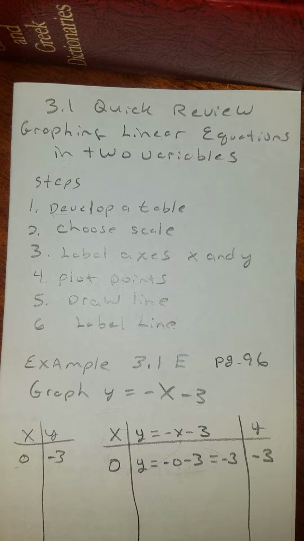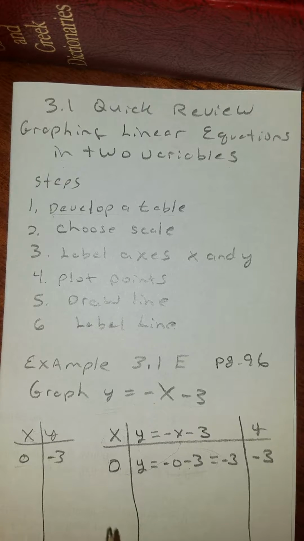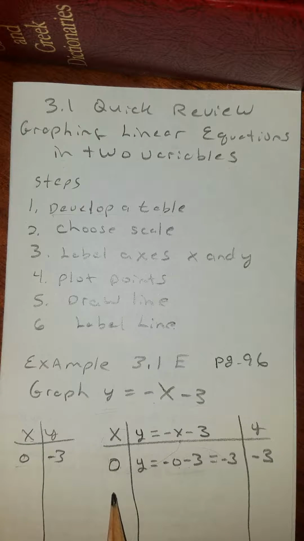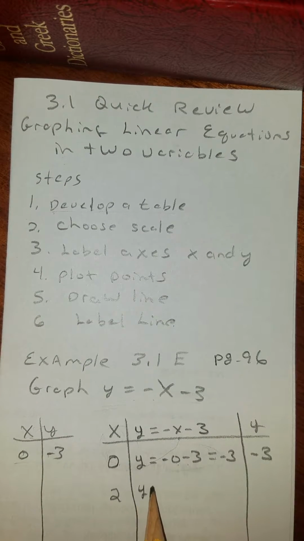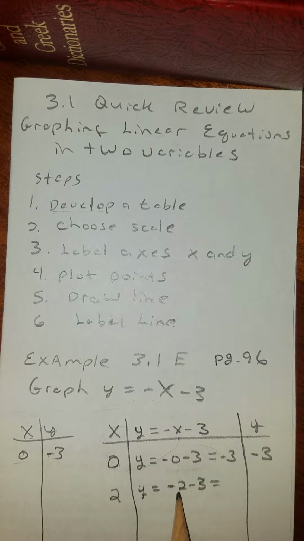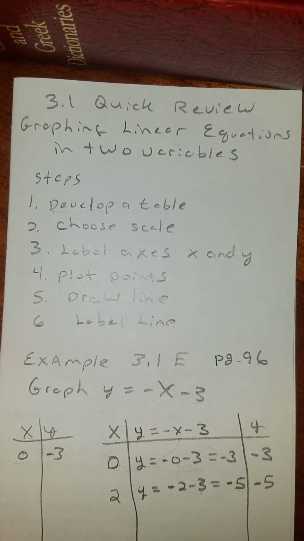Then pick 2 more convenient points. Usually you only need 2 points to draw a line, but they recommend you do at least 3 or 4, and that you try to choose some negative and positive numbers on either side. So I'm going to try 2. Here I'm going to plug in 2 for x. Negative 2 minus 3, which is like a negative 2 plus a negative 3, gives me a negative 5. In other words, I moved to the left 2, moved to the left 3 more. I ended up at a negative 5 on my scale. So that is my output y.